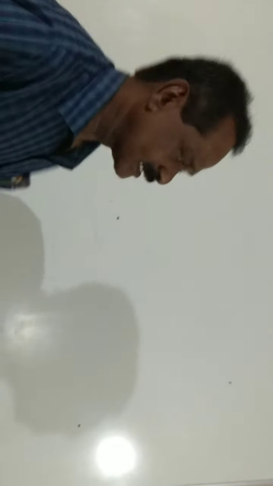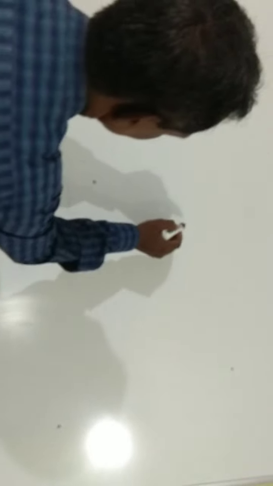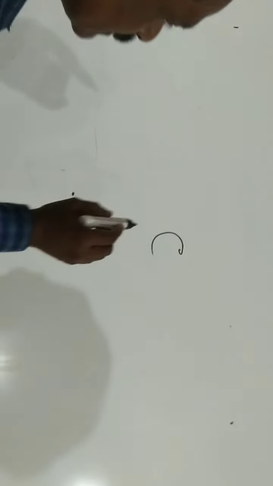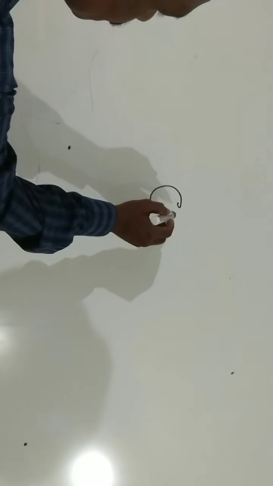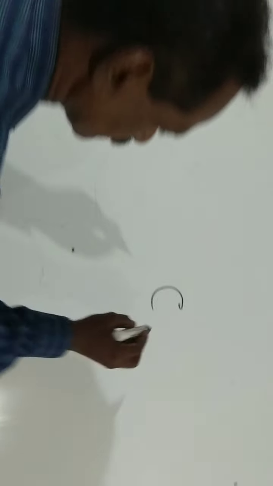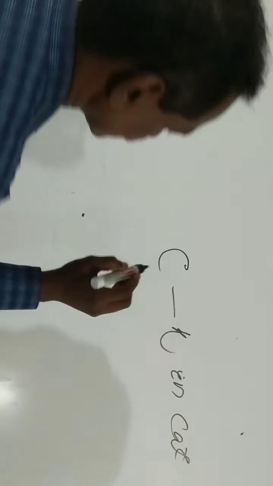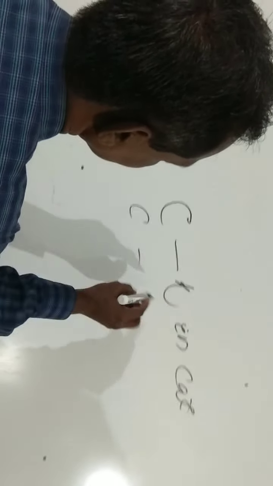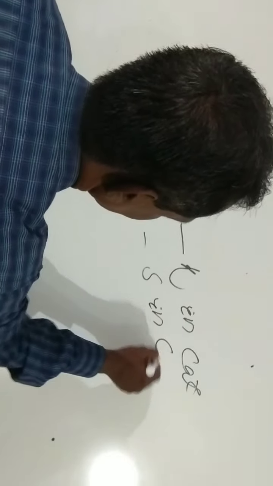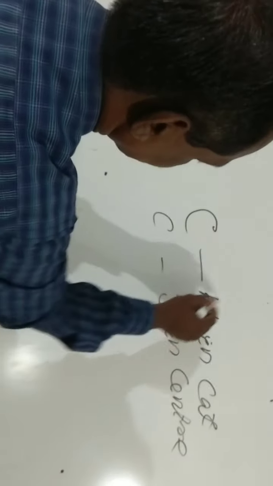Let us go straight to the things that we mean. Suppose there is the letter C, and that C is represented by different sounds. C is pronounced as K in cat, and that same C is pronounced as S in center. So one letter gives different sounds in English.